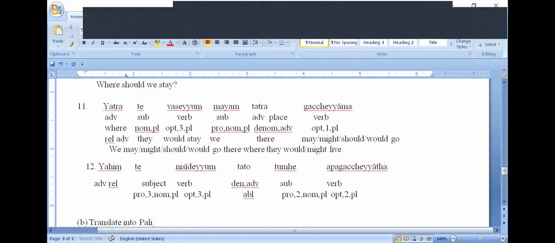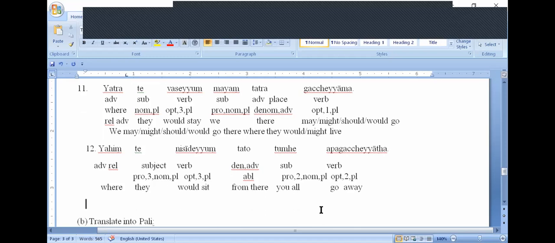Now we go for the meaning. Yahim, where. Where they would, might, may, should, all this, the four. Sit. From there. Start from there. You all. This one, apa gacheyato, is it return now, go back? Apa is go away, depart from there. So what might, may, should go away.